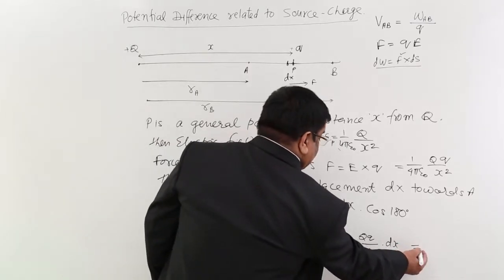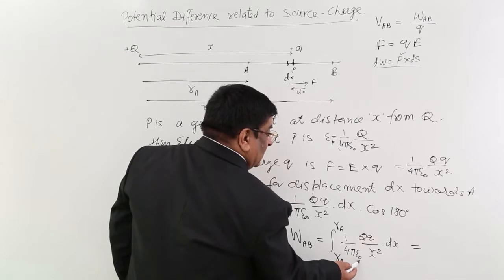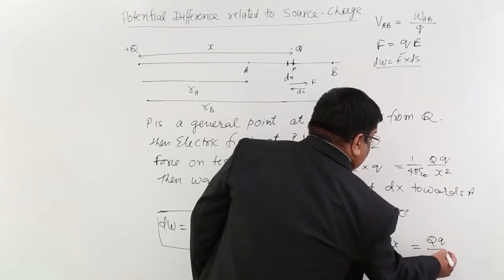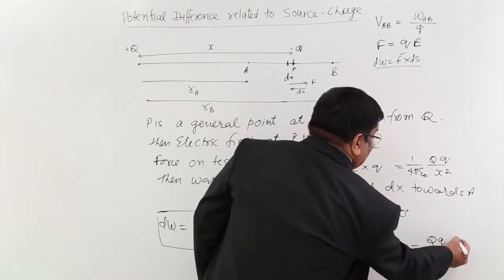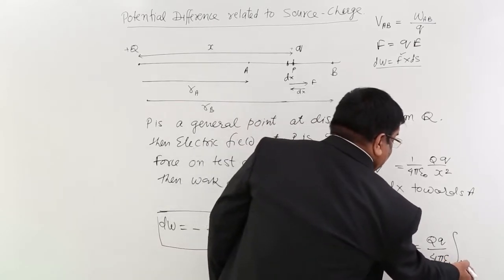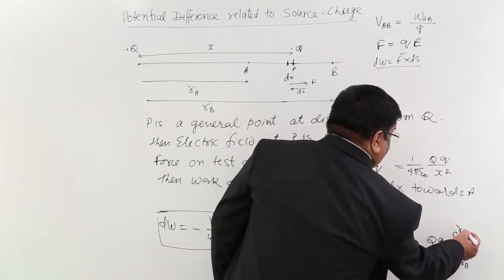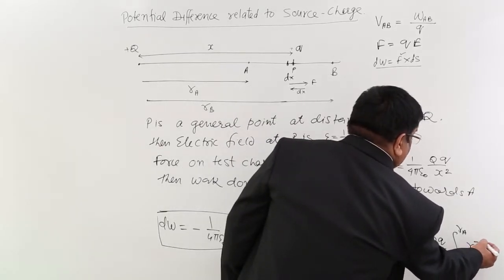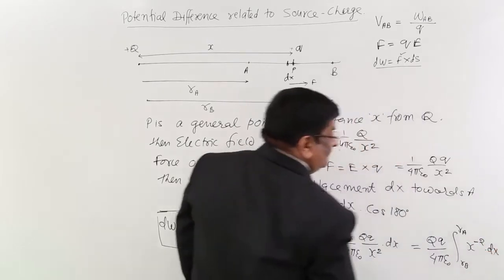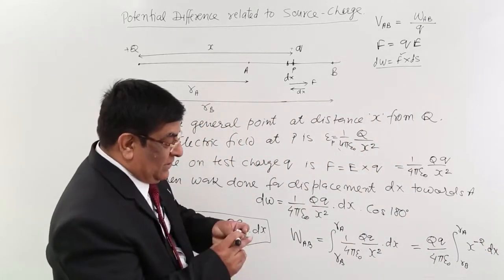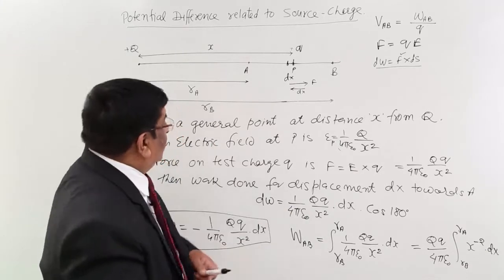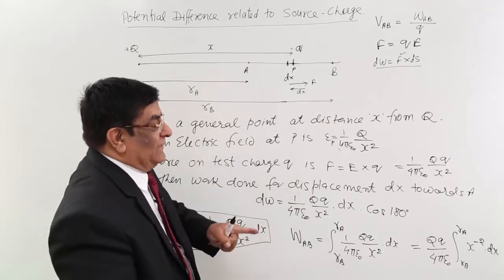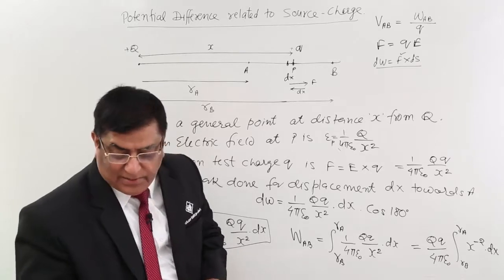Now this is constant, so it will come out. So q upon 4 pi epsilon naught and integration from RB to RA, and here we get 1 upon x square dx, that means x to the power minus 2 dx. Now we do the integration of x to the power minus 2: increase the power by 1, x to the power minus 1 divided by minus 1. That is integration done.